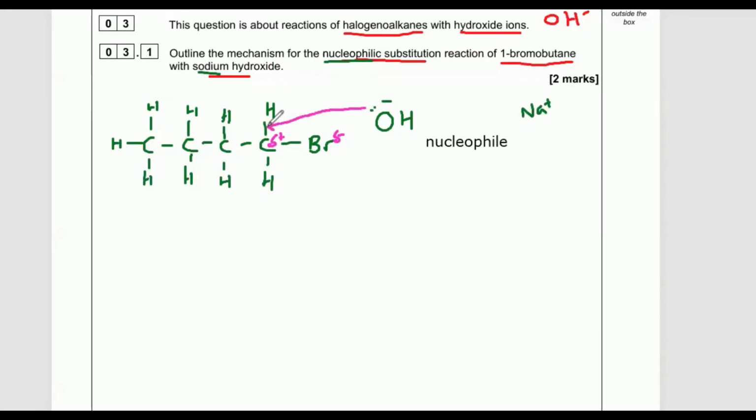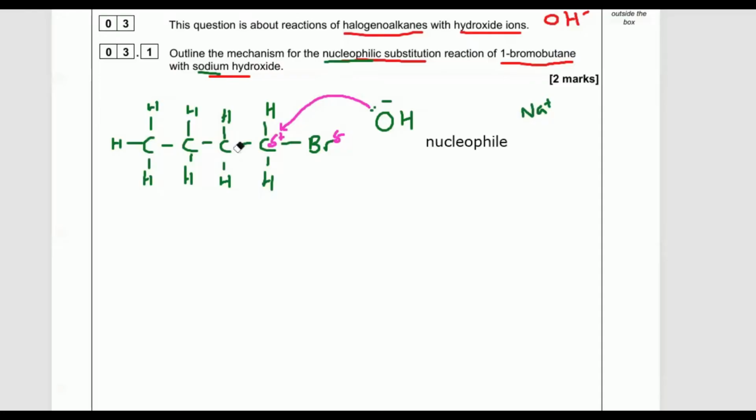Now, I just want to highlight some mistakes people make. Sometimes people draw the arrow and it appears to go towards a bond. A lone pair of electrons would be repelled from a bond, so never draw an arrow to a bond. For instance, to this one or that one, it's going to get you the mark taken off. Make sure it's going to that delta positive carbon.